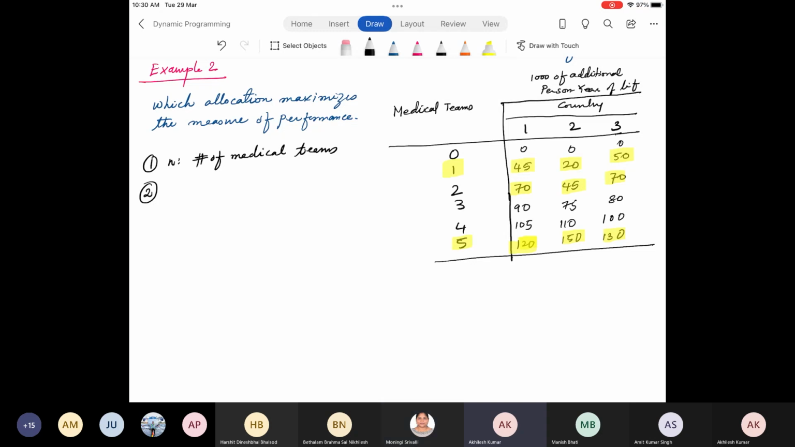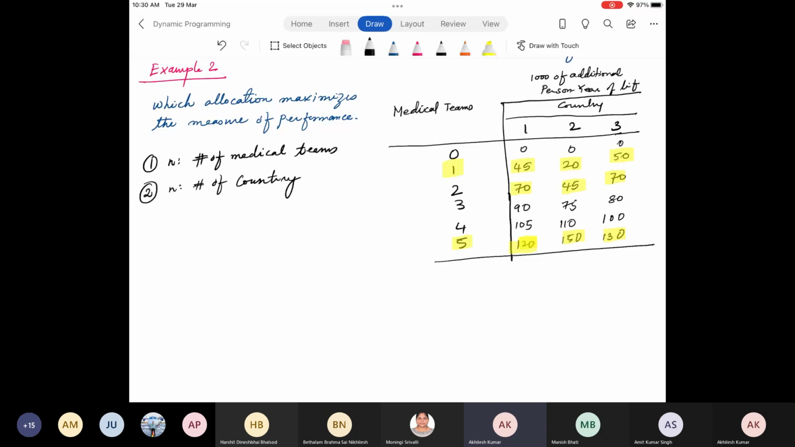What is the second option you have? If you guys do not want to discuss, then I will give it. Yes, go ahead. Stages will be the number of countries and states will be how many medical teams should be assigned to each. Okay, so let's just focus on the stage for the time being: number of medical teams, number of countries. Okay, let's try to proceed with the number of medical teams.